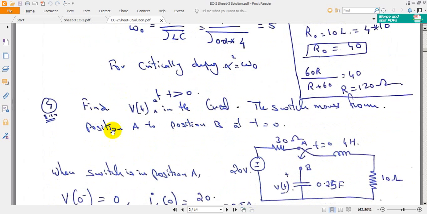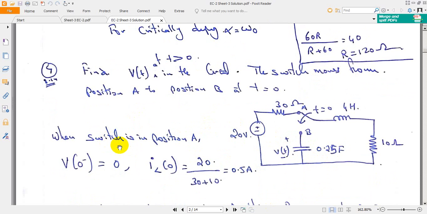Coming to problem number 4, we need to find v(t), the voltage across the capacitance. We need to find the voltage across the capacitance in the circuit when the switch moves from position A to position B.